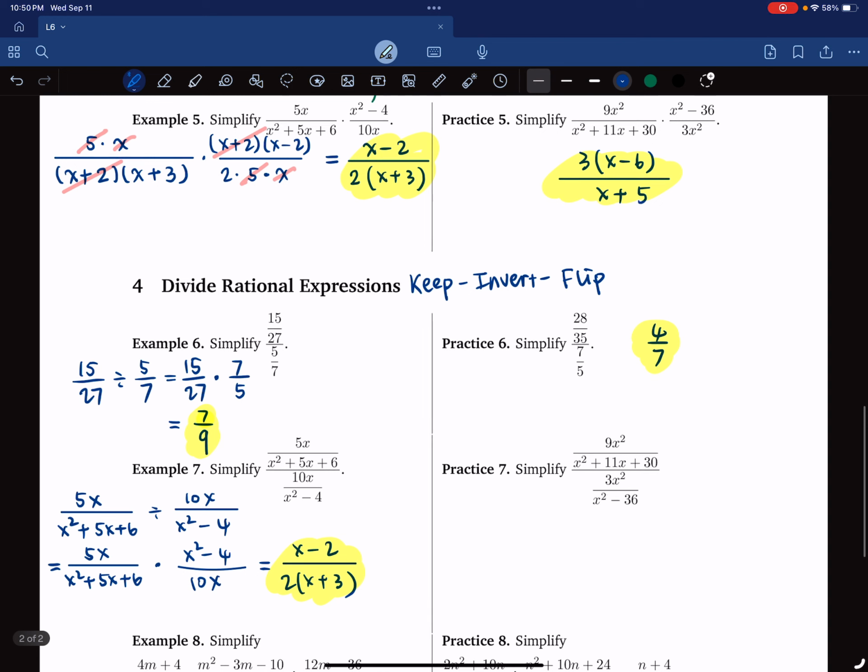Okay, so you probably guessed it. It shouldn't take you more than a minute to do practice 7, right? Because this one, first you convert it to division, and then after you convert to division, you use the keep, invert, flip to obtain the multiplication, which is the same as practice 5. So this one is the same as practice 5. That means we could copy the answer. It's 3 times x minus 6 over x plus 5.